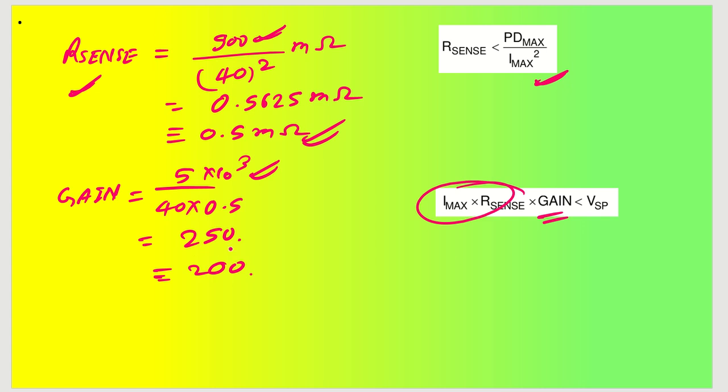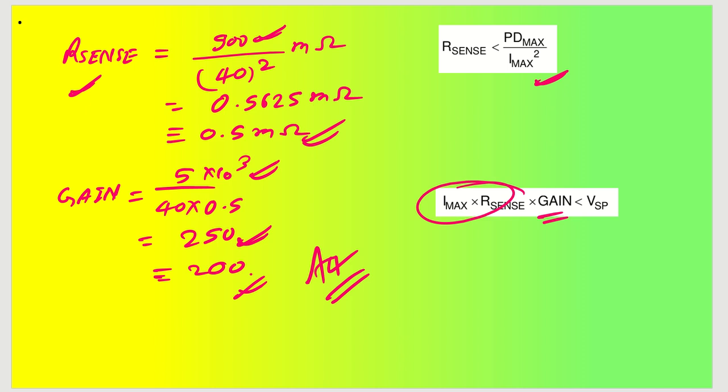So if we are getting 250 gain, we can go ahead and choose a current sense amplifier with the highest gain, which was 200, which was the A4 device. Okay. So that's all. This is all done.